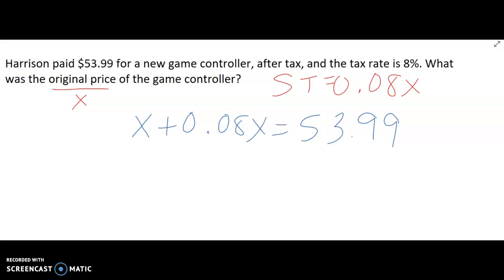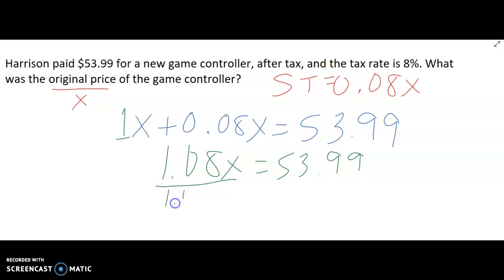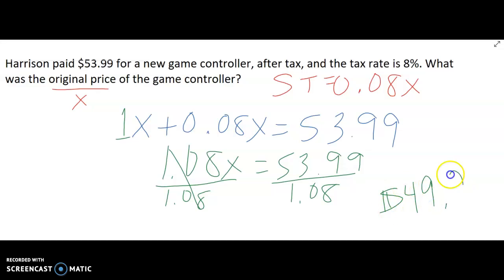Okay, so in our equation here, if there's no number in front of a variable, it's automatically a 1. So this 1x plus 0.08x gives me 1.08x, right? I can combine like terms, and that then equals $53.99. Solving this, we will divide by the coefficient of x, which in this case is 1.08. And again, we are dealing with money, so we're going to two decimal places, and that rounds nicely to $49.99. So the original price of the game controller before tax is $49.99, which means he paid $4 in sales tax.